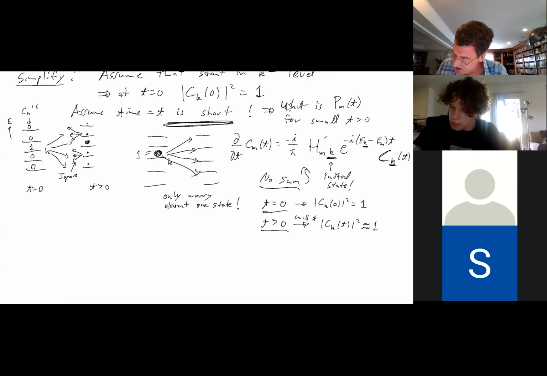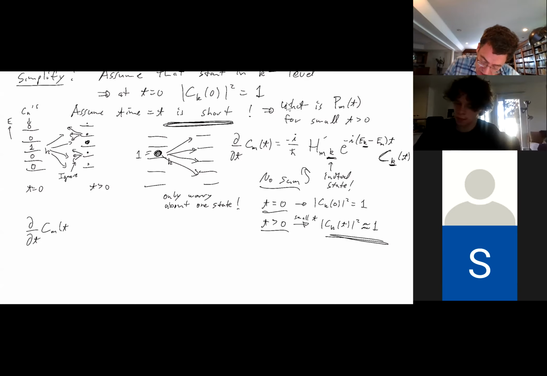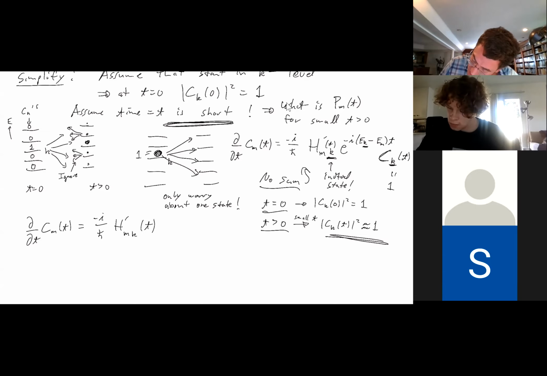So it stays constant. So now that's telling me that the rate of change of the green goo in any other arbitrary state is going to be equal to this very simple thing, because I'm going to call that equal to 1, and that's going to be equal to negative i over h bar, h prime mk of t, e to the negative i (Ek minus Et) t over h bar. Well, I forgot to say that's a function of time there. That's right. That's our equation.